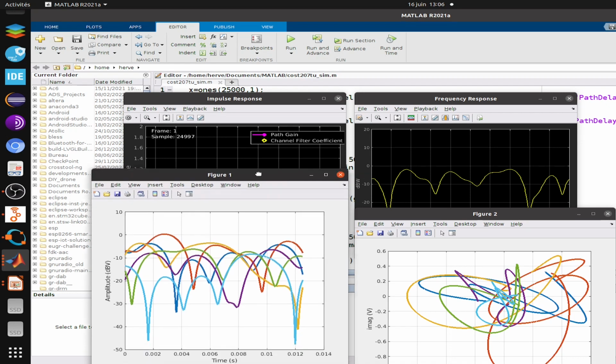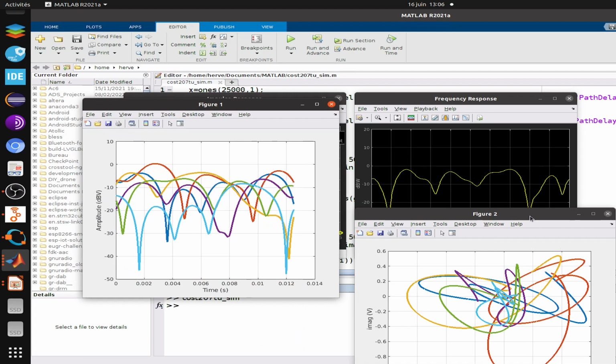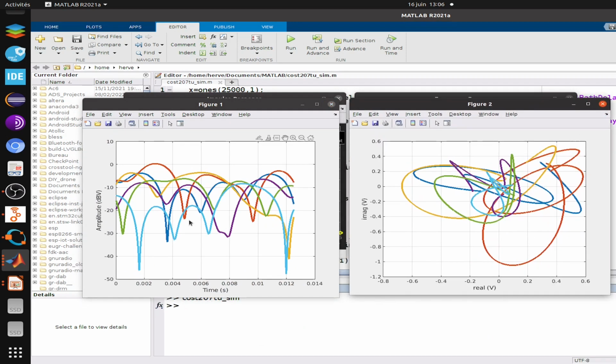Finally, the last two figures show simply the 6-path generated coefficients in amplitude on the left and the phase trajectory on the right.